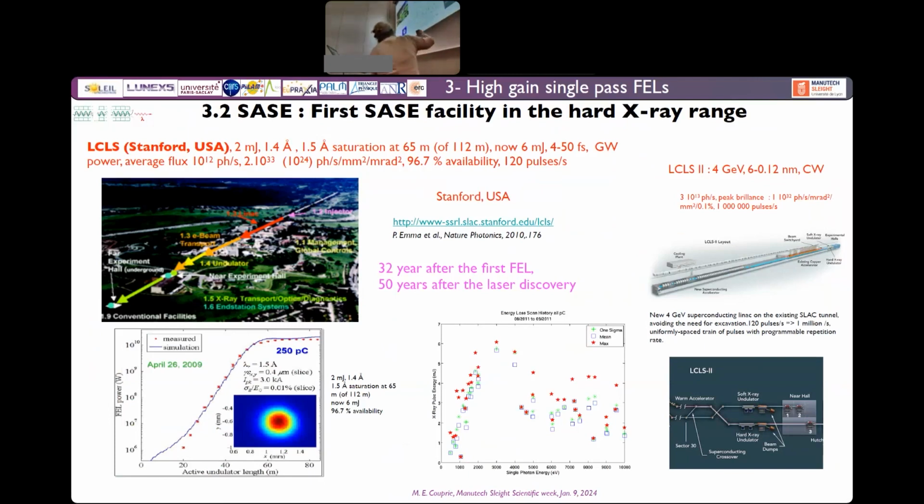So you see here the change of the wavelength of the undulator. And now LCLS is also operating LCLS-II with a superconducting linear accelerator, and they achieved the first results with this superconducting linear accelerator at a lower electron beam energy.